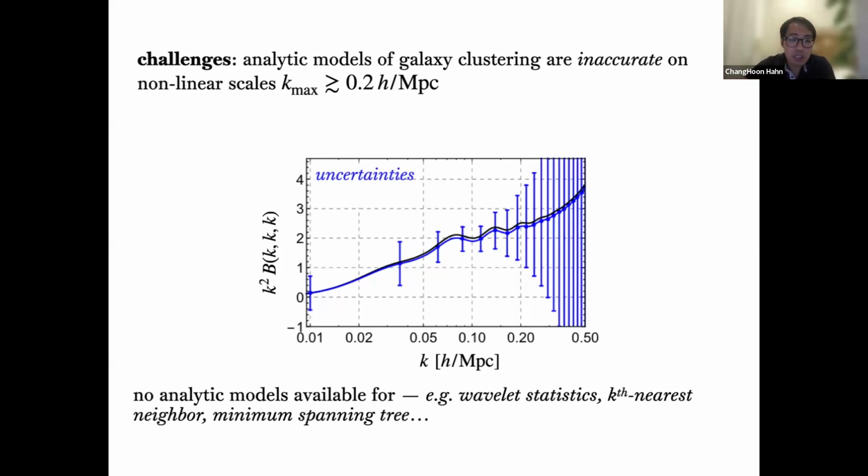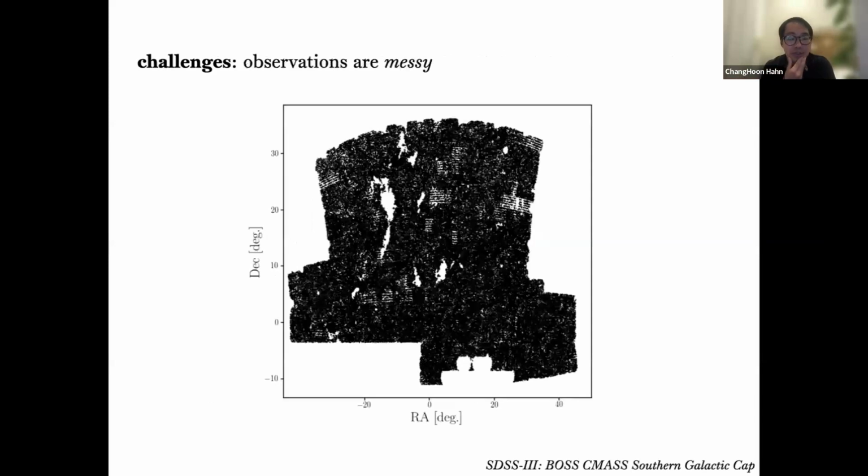In addition to this, the other challenge we face is that observations in reality are quite messy. This is showing you the angular footprint of the BOSS CMASS sample, and you can see all of these imprints of masking and photometric systematics, and all of these have to be taken into account. And these can play a very, very major role in affecting your clustering measurement.